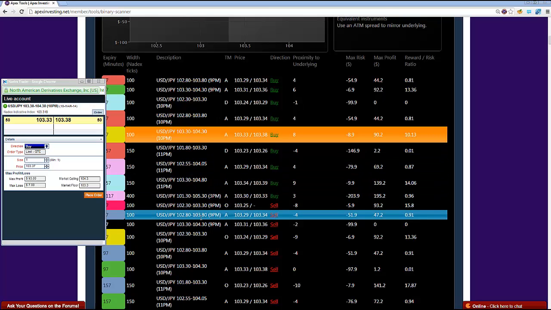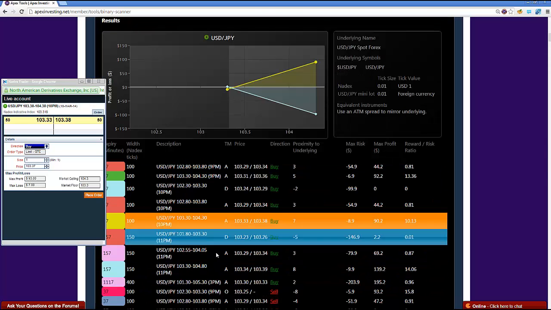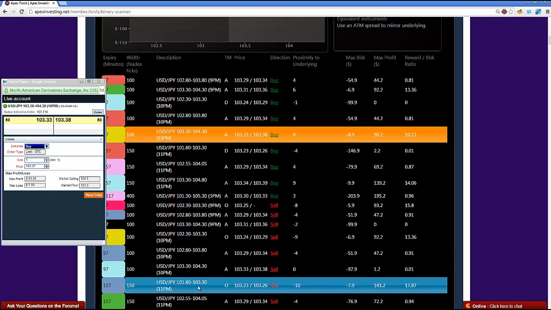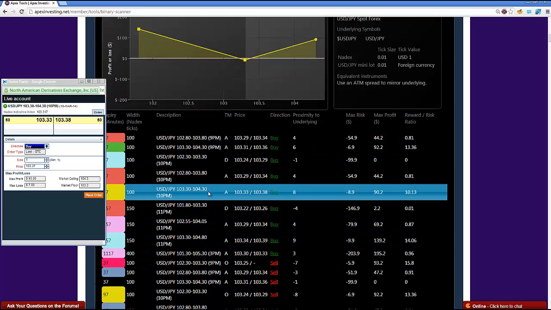You can buy them, you can sell them, you can buy the one above, sell the one below, sort of like I was showing earlier, make a straddle. Let's see, 103.30, so we need right here. So you can make cross straddles of different times. You can also flip it around and do iron condors.